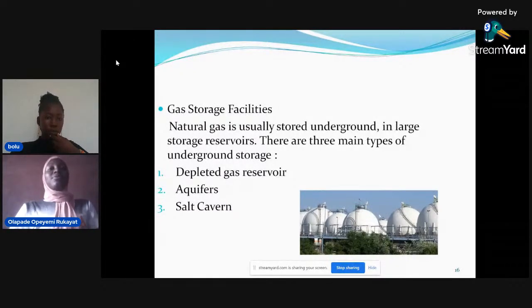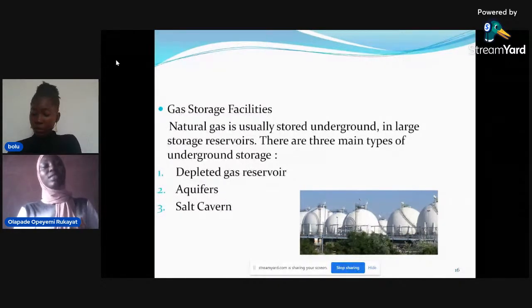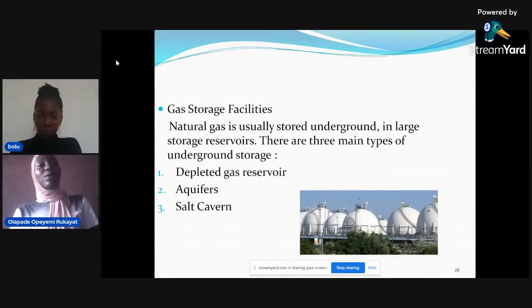I said it before. Natural gas is usually stored underground in large storage reservoirs. And there are three main types of underground storage. We have the depleted gas reservoir, we have the aquifers, and we have the salt caverns. All three of them are underground storage facilities.